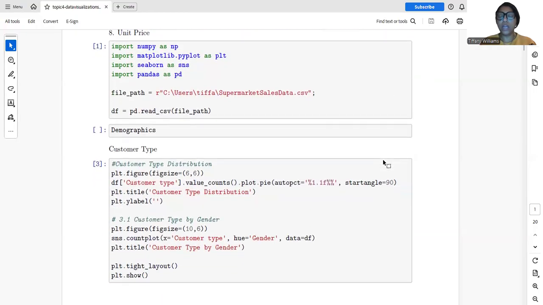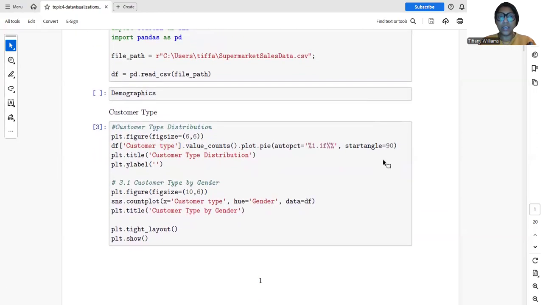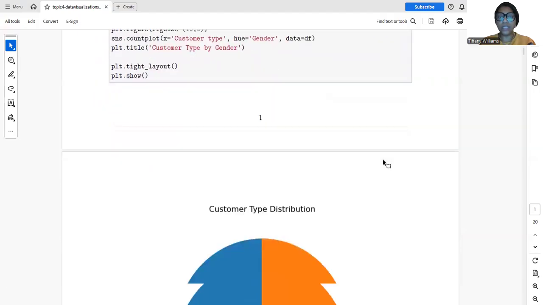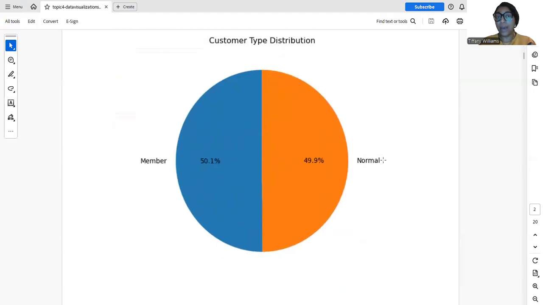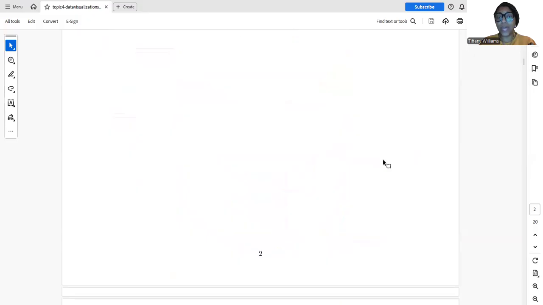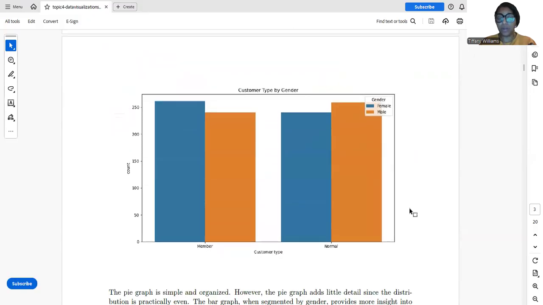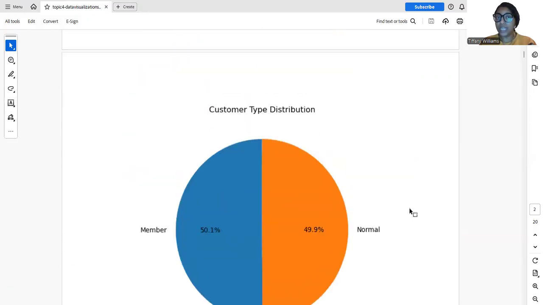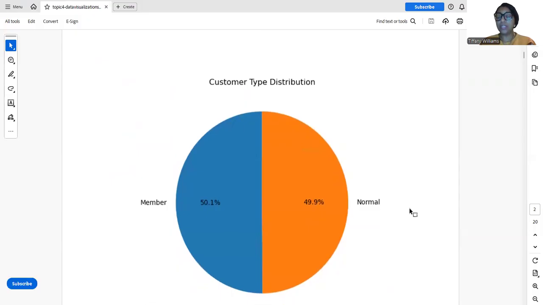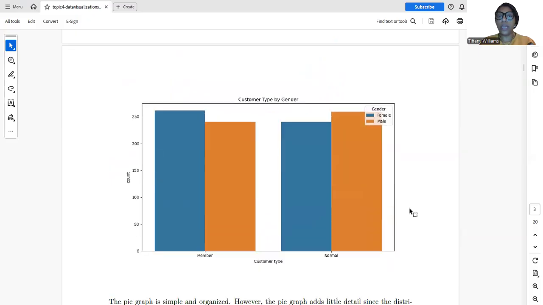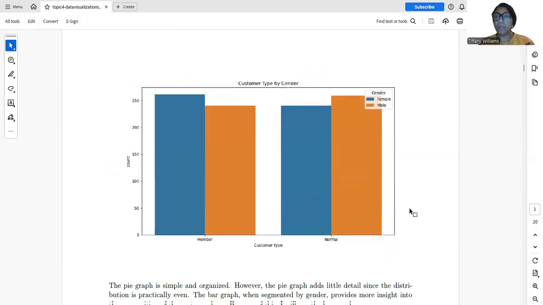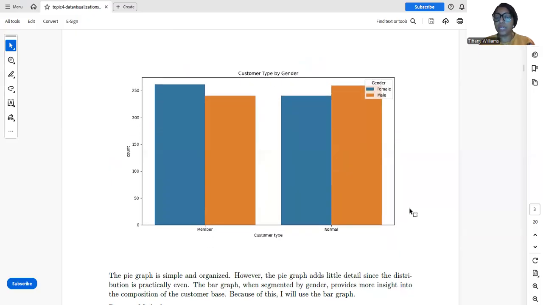So as we bring our data set in, we'll look at customer type first, and you'll see a pie chart as well as a bar graph. So the pie chart is clear. It's simple. You can see it's very evenly distributed. And when you look at the customer type by gender, it actually adds a little more context.